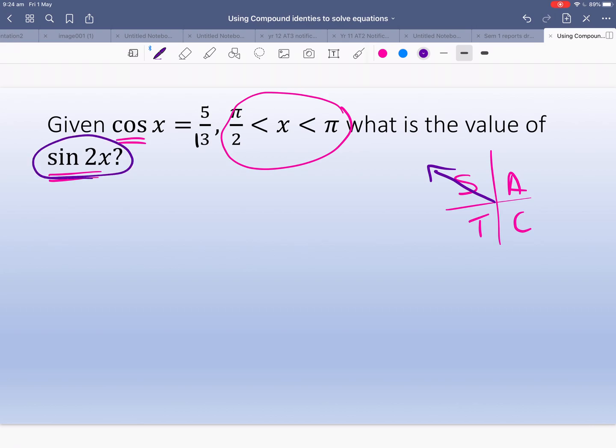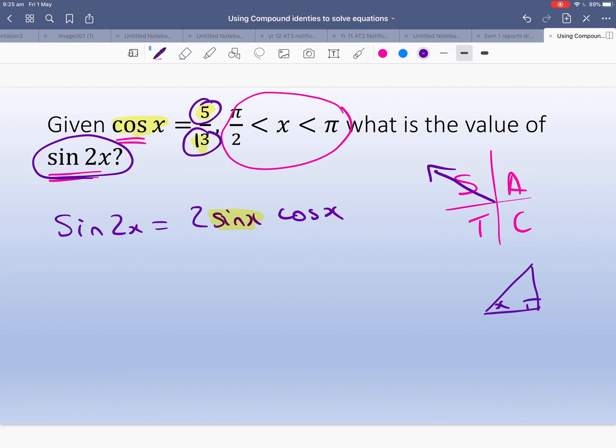And given this situation here, I'm going to immediately write its double angle formula, which is 2 sine x cos x. All right, I was going to write cos x first, doesn't really matter. I have cos x. Cos x is 5 over 13. What I don't have is sine x. But I can get it from using Pythagoras. If this is x, cos is adjacent over hypotenuse. So this will be adjacent, this will be hypotenuse. So I need to find this one here.